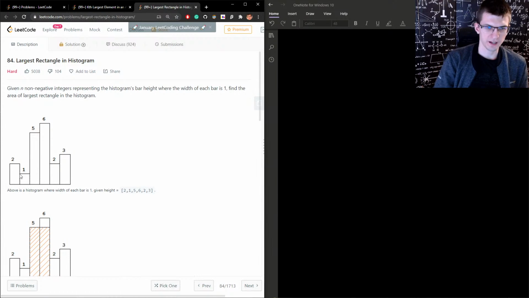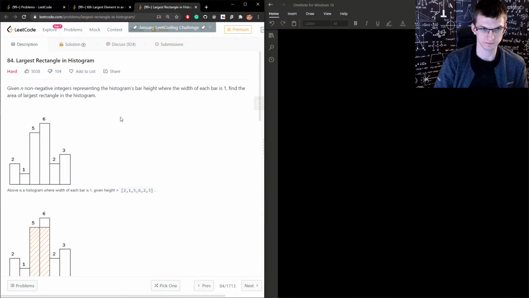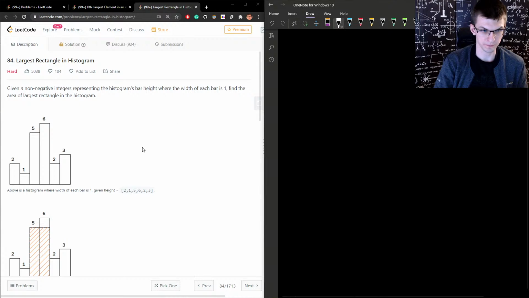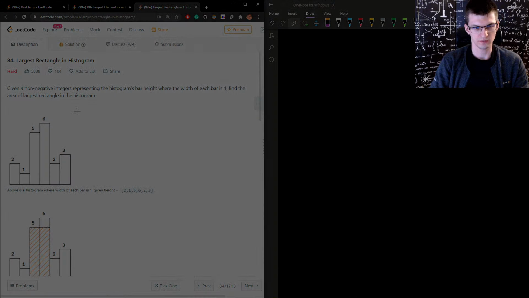We are given heights of columns, vertical columns, and we need to find a rectangle of biggest area. Find the area of the largest rectangle in the histogram. If you don't know that problem yet, now's the time to think about it. And first I will give you a hint that we will do more than one solution. But a hint is that in this drawing, the minimal column is very important.